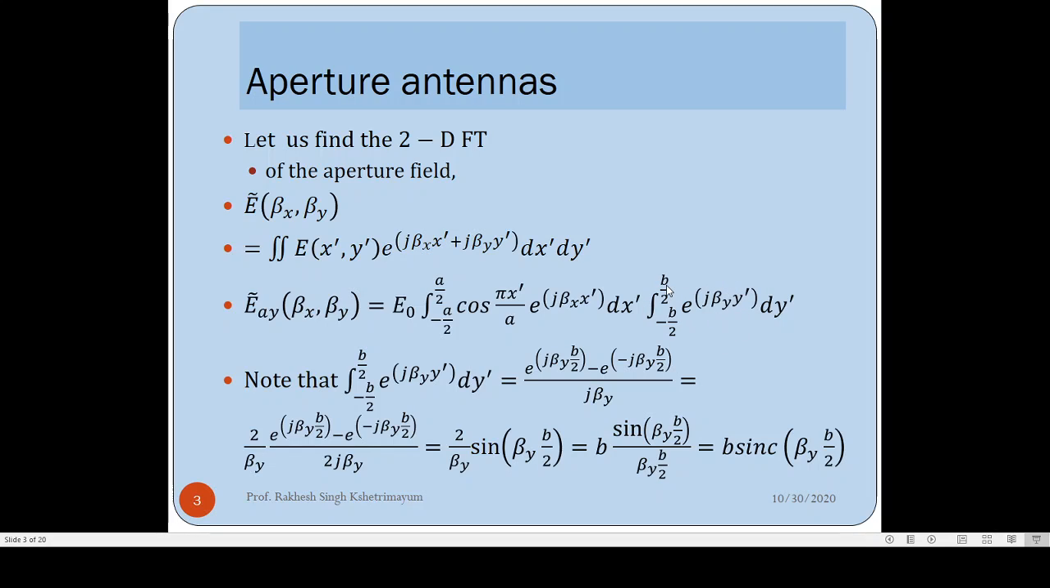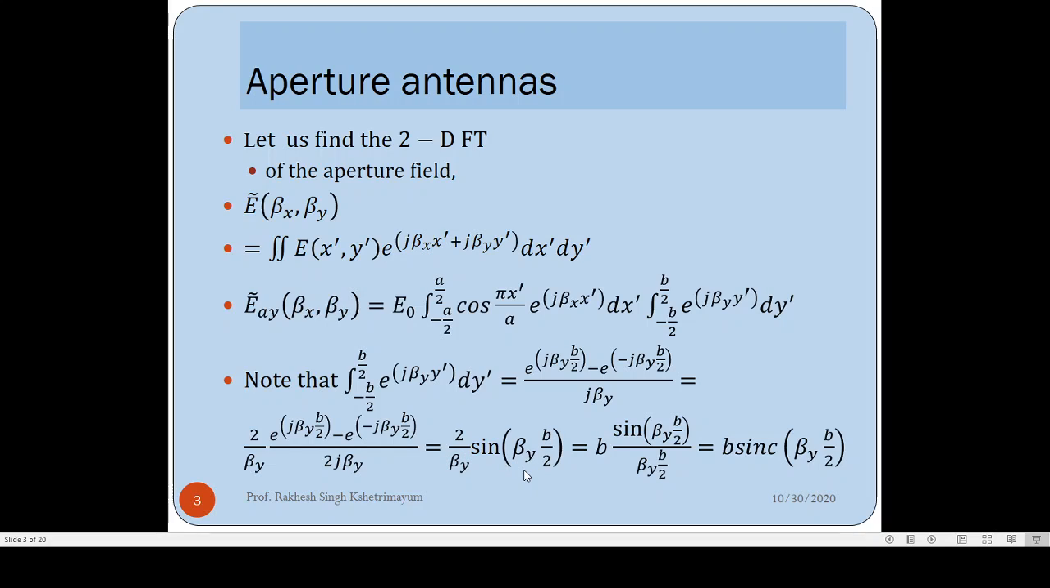You already know what the integration is for this kind of function. This is an exponential function. It will give you an exponential function. So the integration of this will be exponential j beta y y divided by j beta y. And you plug in the limits here, minus b by 2 to plus b by 2. So finally this is the expression you have here, and now you can express it in the form of a sine function by multiplying by 2 here, 2 here. So this looks like exponential j beta y b by 2 minus exponential minus j beta y b by 2 divided by 2j, which is sine of beta y b by 2.